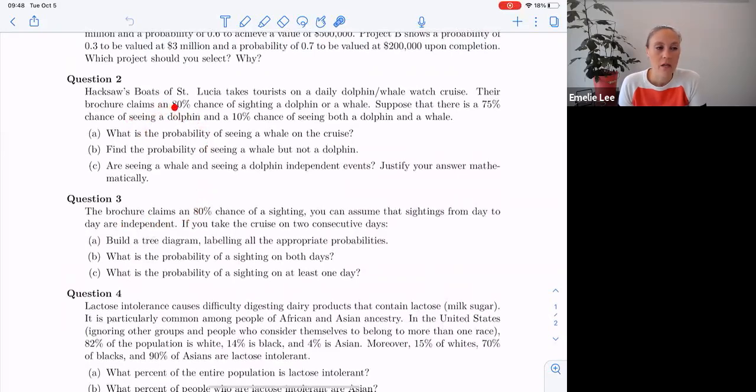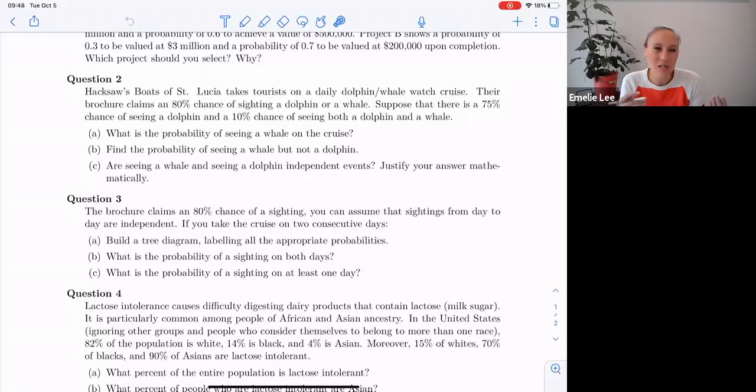So the other 2 problems, and I'll post the solutions to these, but I just want to talk about them. So Hacksaw's Boats of St. Lucia takes tourists on a daily dolphin/whale watching cruise. Their brochure claims an 80% chance of a sighting a dolphin or a whale, right? Or potentially both. Suppose that there's a 75% chance of seeing a dolphin and a 10% chance of seeing both a dolphin and a whale. So you've been given these different probabilities, right?